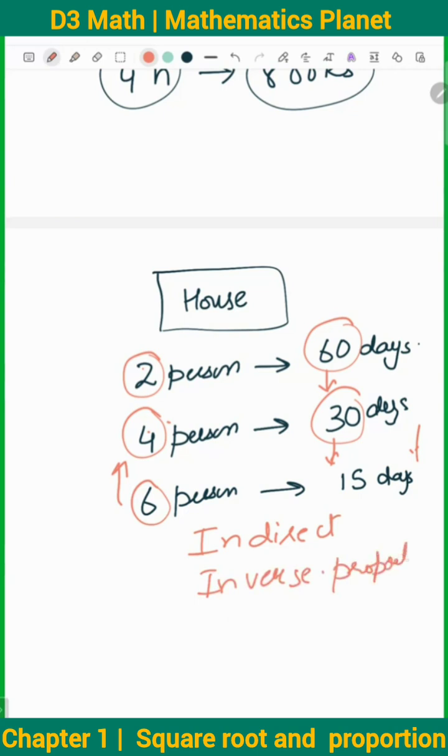So this is a very simple and common concept for inverse or indirect proportion: the number of persons and the number of days should go in the opposite direction, or have opposite meanings. Okay, let's do the questions first.